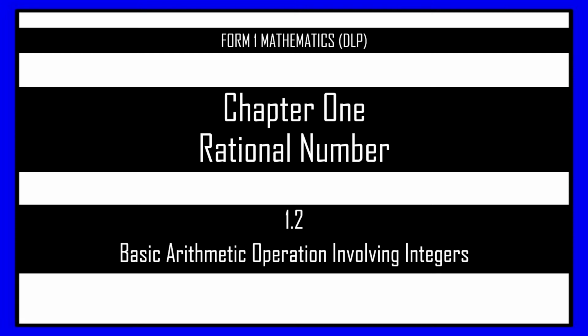Welcome to Form 1 Mathematics DLP, Chapter 1 Rational Number. This is the third part of the lesson for 1.2 Basic Arithmetic Operation involving integers.